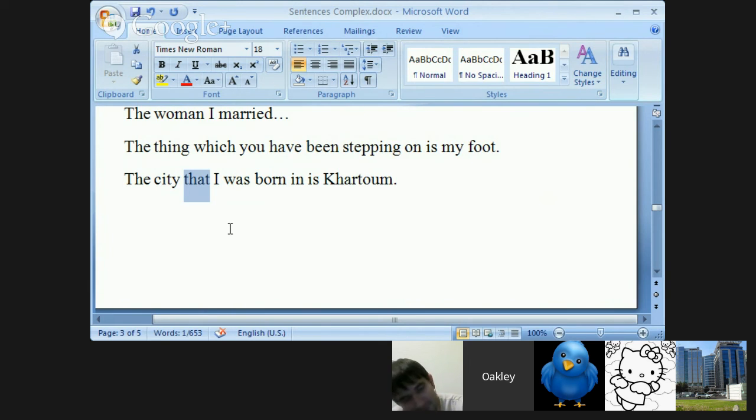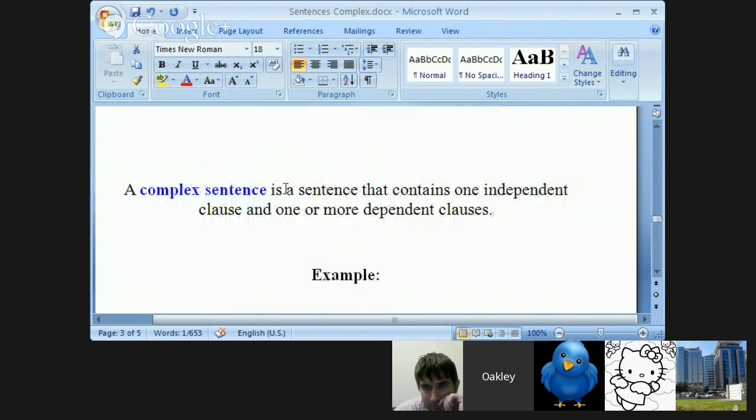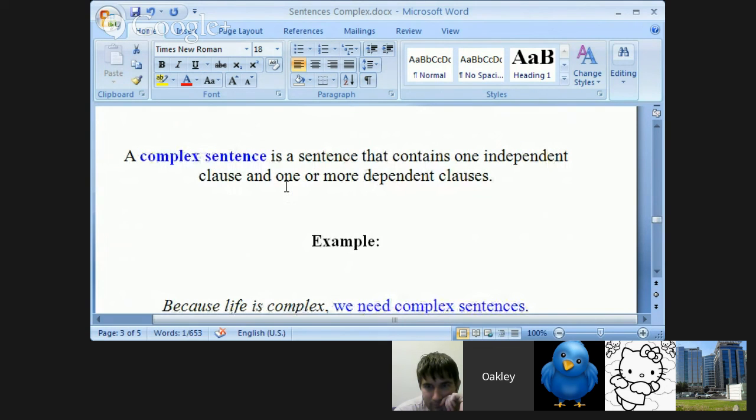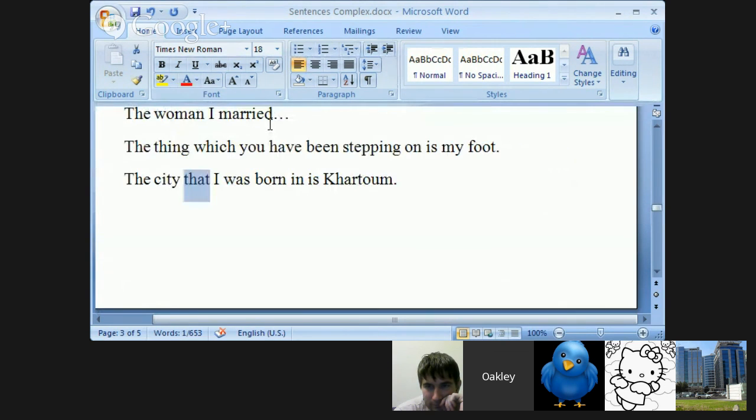Yeah. If we consider it to be a thing, sure. It could also be the city where, no, I can't say the city where I was born in. No, that doesn't make sense. No, you're absolutely right. It can be that or which. You're absolutely correct. The city that I was born in is Khartoum. All right. Now that works. I have to have was born in though.